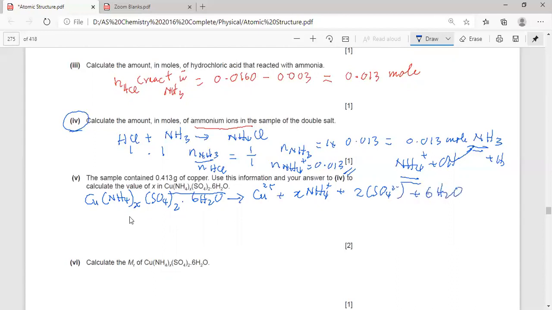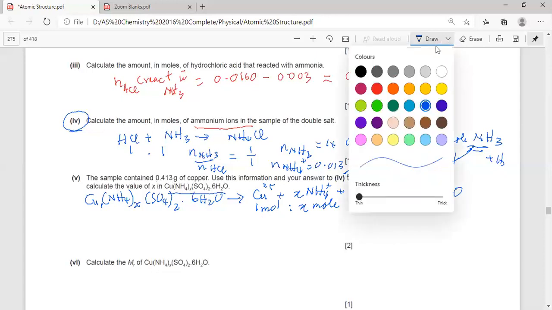So remember, 1 mole of copper will combine with X moles of ammonium ion. It's very important. That's why this stoichiometry will tell you, because it's 1 number. Now they tell you that the amount of copper here is 0.413.